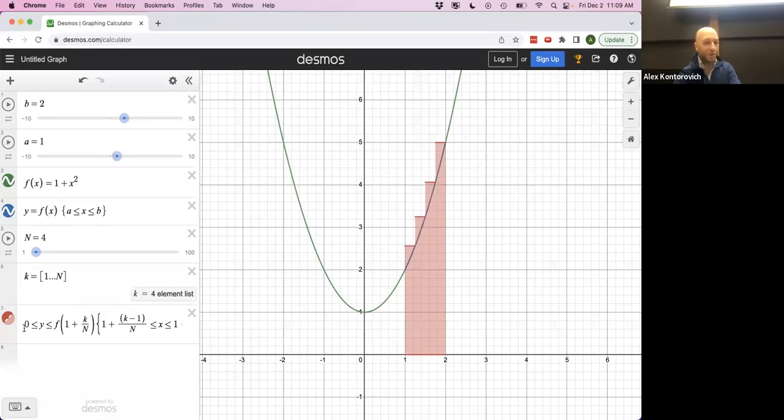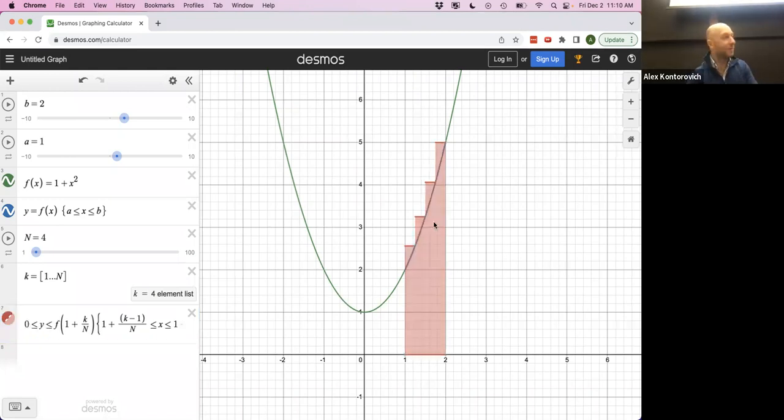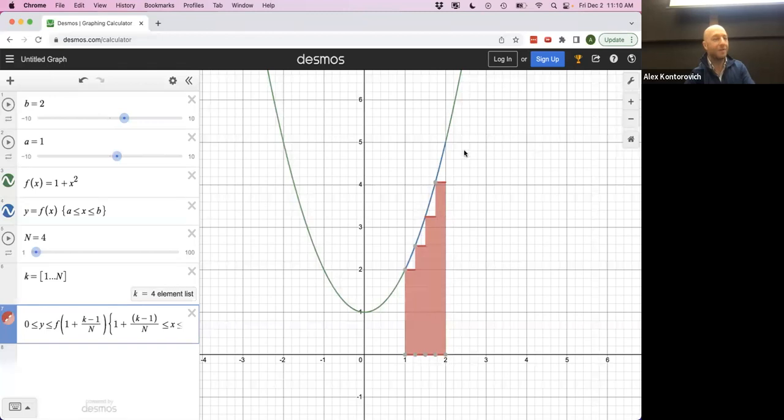Where y goes from the x-axis up to the value of the function at 1 plus k over n, but only in the restricted range where x ranges between 1 plus (k minus 1) over n up to 1 plus k over n. So on each of those little rectangles, we get these rectangles. So this is our upper bound. If I used k minus 1 here instead of k, we'd get the lower bound.